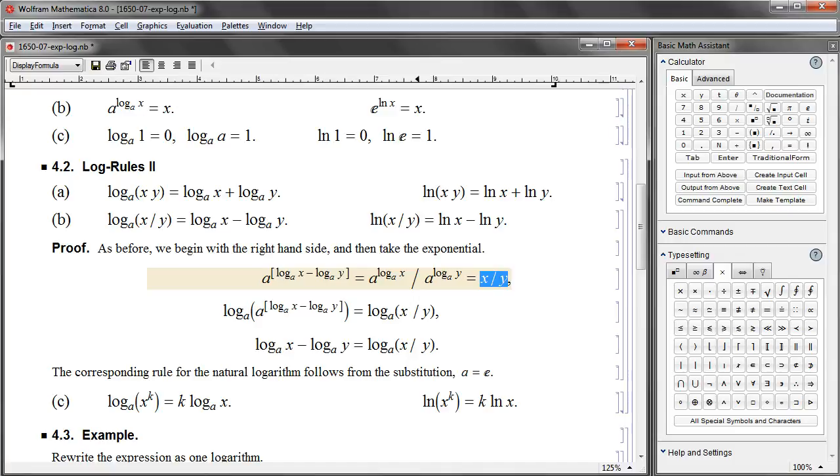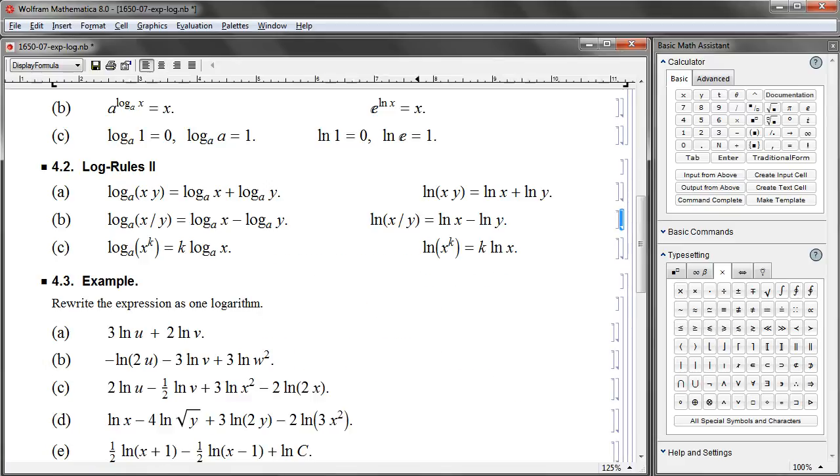Now preparation is done. Let's take log of a of both sides. That's gonna kill off this a in the left hand side, and then we have just log minus log. Right hand side is log of x over y, excuse me.